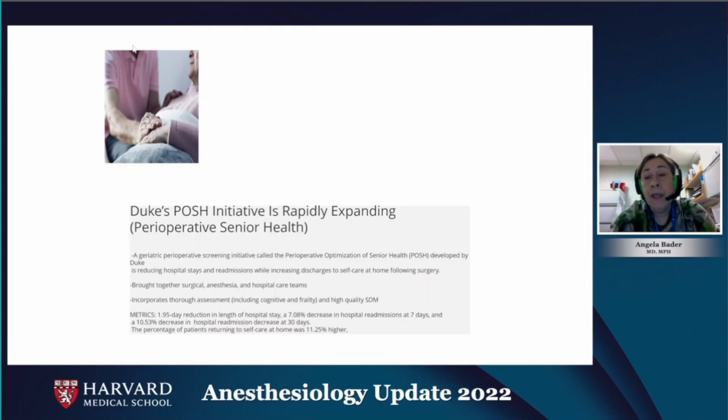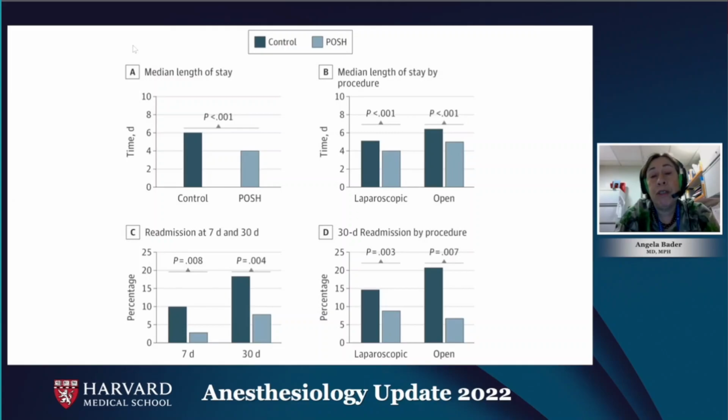For example, geriatric patients that go through the POSH program demonstrate a 2-day reduction in length of hospital stay and a 7% decrease in hospital readmissions at 7 days and an 11% decrease at 30 days. So Duke is able to show that the resources that go into this program result in significant increase in value by optimizing patient experience, patient outcomes, and decreasing the cost of the episode by decreasing length of stay as well as readmissions at 7 and 30 days.